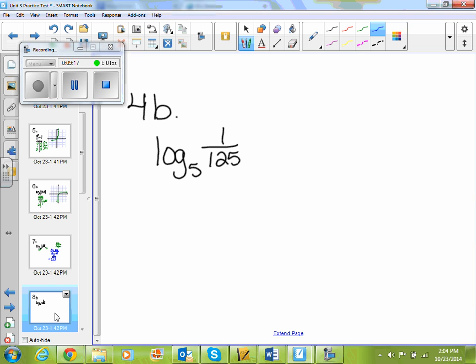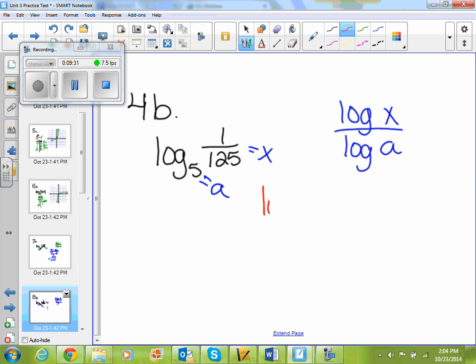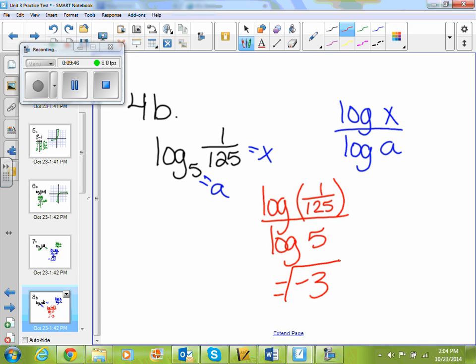Okay, if I look at the second one, I'm going to do the same thing. Log of x divided by log of a. 1 over 125 is my x, and 5 is my a. So then if I plug that in, I get log of 1 over 125 divided by log of 5. So what do we get for that one? -3. Perfect.